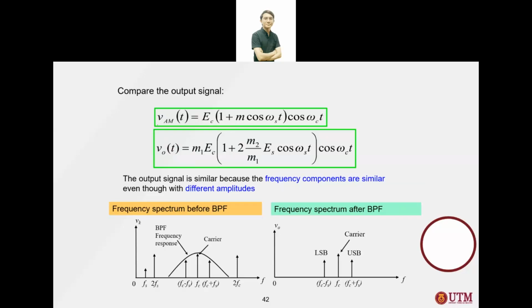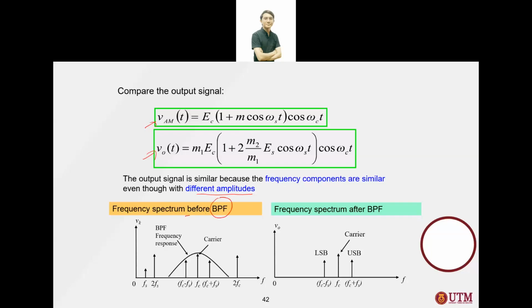So compare the output signals, VAM. This one is the initial formula that you understand, the DSBFC, and then the output from the indirect method. You can compare. It is almost similar. The output is similar because the frequency components are similar, even though with different amplitude.